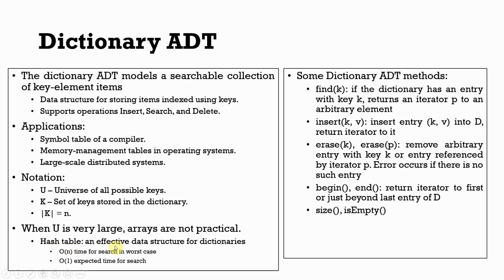So a hash table is an effective data structure for dictionaries. In the worst case, search in a hash table is going to be a time complexity of O(n), but on average we're trying to reach a constant time, so order of 1. So that's the expected time or average time for search in a dictionary. Some of the methods or member functions that you can design for a dictionary abstract data type would be finding an element, inserting, erasing, finding the beginning and end of the dictionary, finding the size, and finding if your dictionary is empty or full.